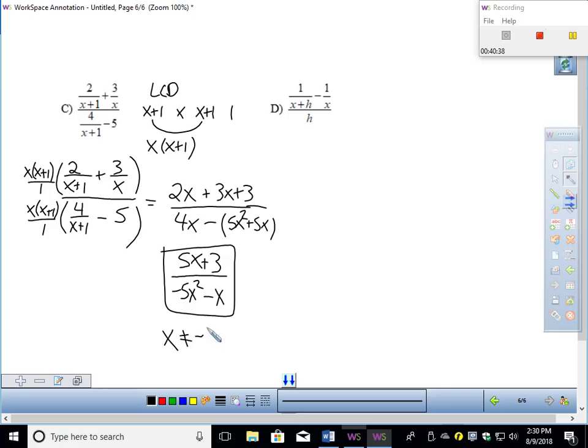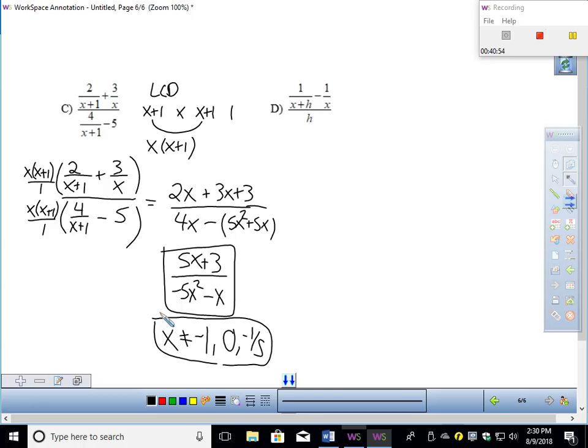Looks like x can't be -1 because that would be trouble right here. It looks like x can't be 0 because that would be trouble right here. And it just so happens x can't be -1/5. If you kind of look at this, that would be a problem. Again, I won't go into too much detail here. But if you have questions on that, you let me know and I'll walk you through.